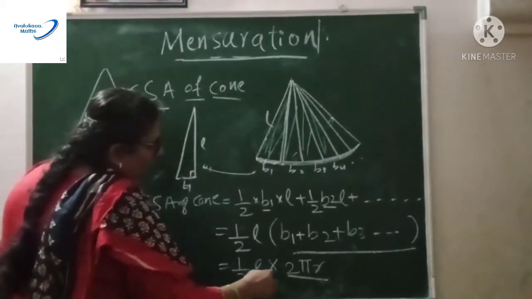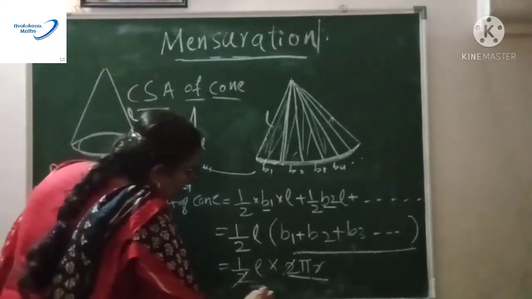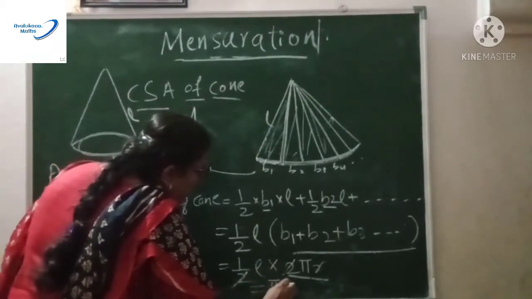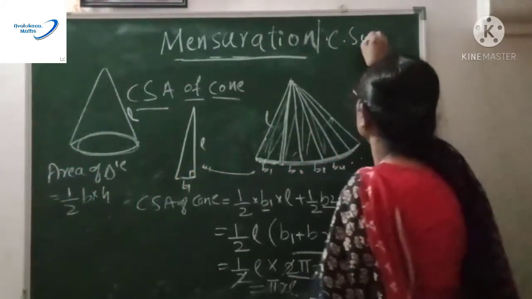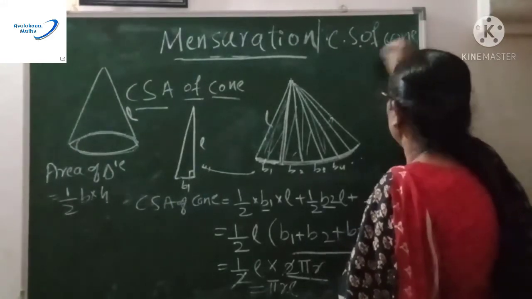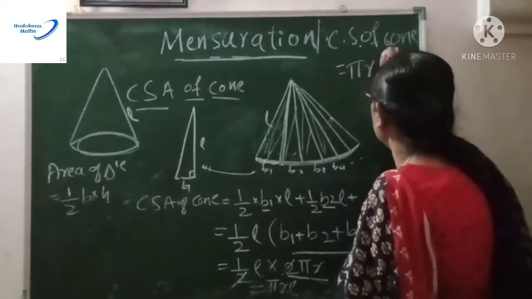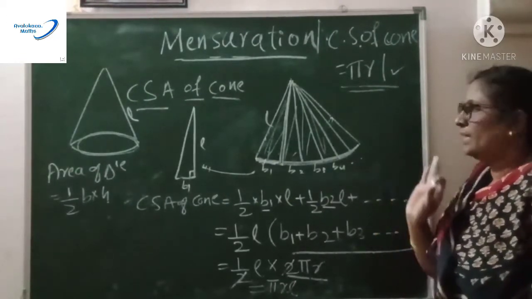So 1 upon 2 L into 2 pi r. This 2 and this 2 get cancelled, and you get pi r L. So the curved surface area of a cone is equal to pi r L. Finished, so easy to remember. Hope you understood this.